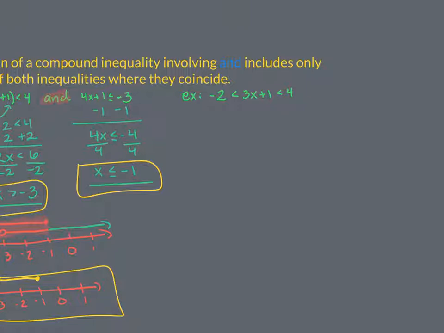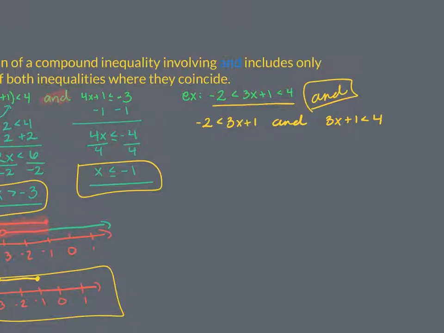Now let's look at the next example, which says negative 2 less than 3x plus 1 less than 4. If you see a statement like this one here, then you have an AND compound inequality. Even though it doesn't say the word AND, it's implied in the symbols. So what I do first is I rewrite this as negative 2 less than 3x plus 1 and 3x plus 1 less than 4. So I just break it up, I copy down the 3x plus 1 twice, and I treat it as two separate inequalities.